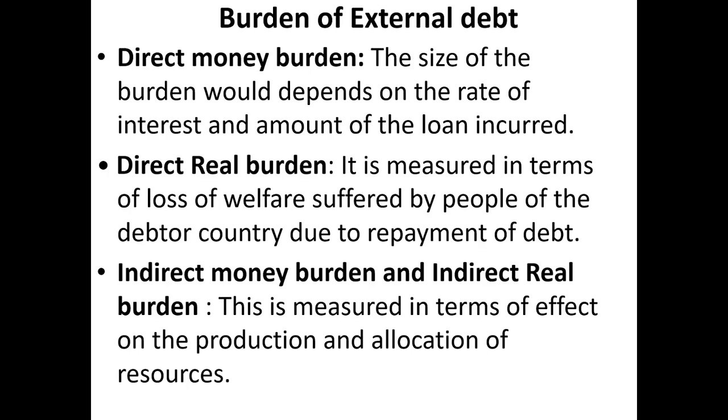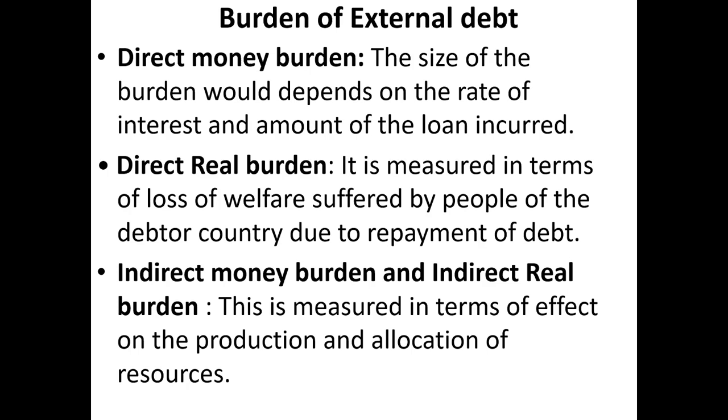For example, at the time of borrowing, India's exchange rate is, suppose, 60 rupees to the dollar, and if the Indian government borrows, suppose, $10, they have to pay back in Indian rupees, that is 60 into 10, equal to 600 rupees. Suppose the exchange rate changes to 100 rupees per dollar, then by the time of repayment, how much do they have to pay? 1,000 rupees, right? So this is how the money burden increases in terms of external debt, and that money burden depends upon the rate of interest and also the amount of the loan incurred.